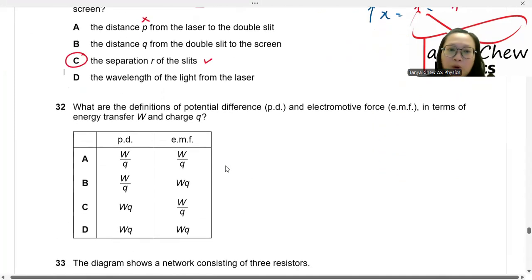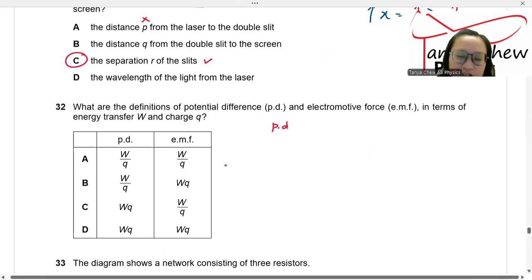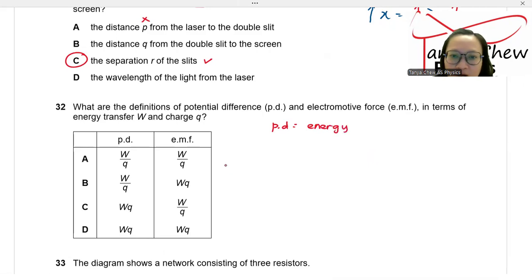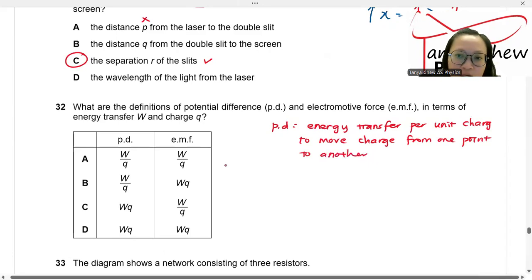Number 32. What are the definitions of potential difference and EMF, electromotive force, in terms of energy transfer and the charge, right? So the definition of PD is the energy transfer per unit charge to move charge from one point to another. That is the definition of PD.